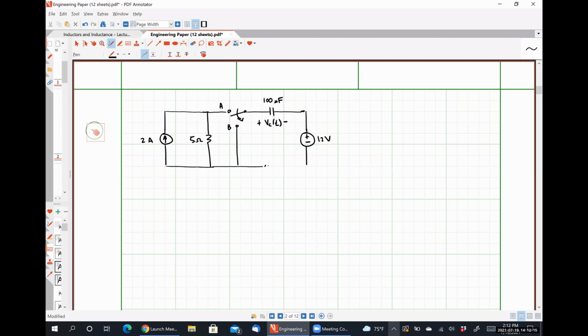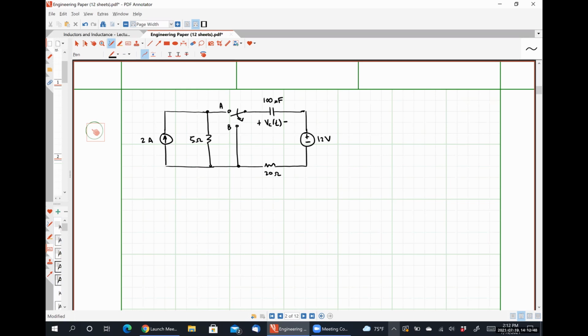And then down here, I'm going to have a 20 ohm resistor. Okay. So this circuit is different than the ones that we have previously analyzed because that 12 volt source is always going to be connected to the capacitor in some way, shape, or form.